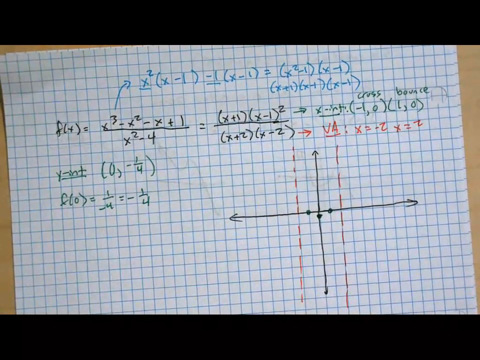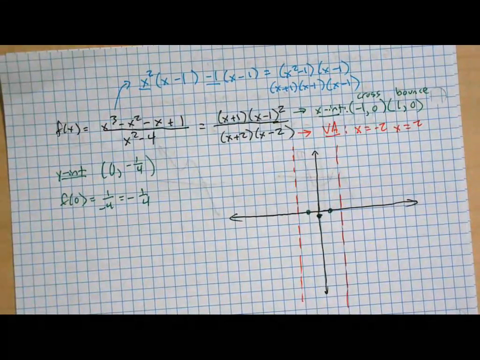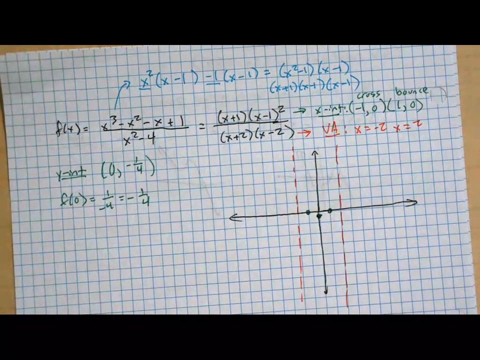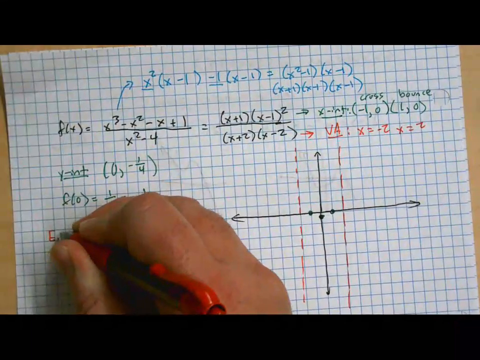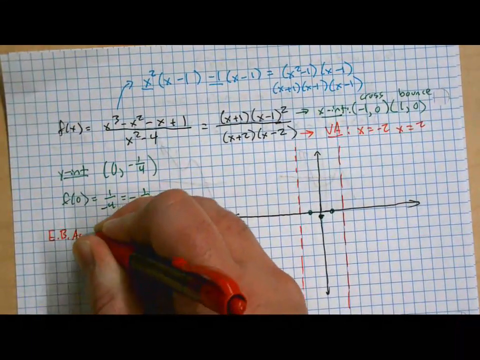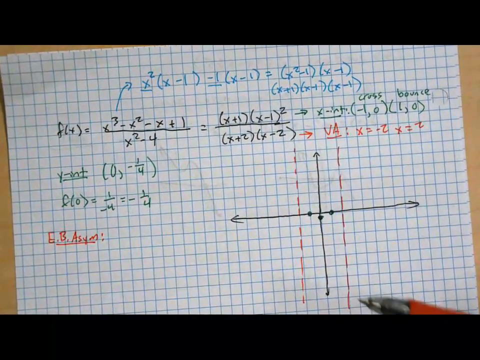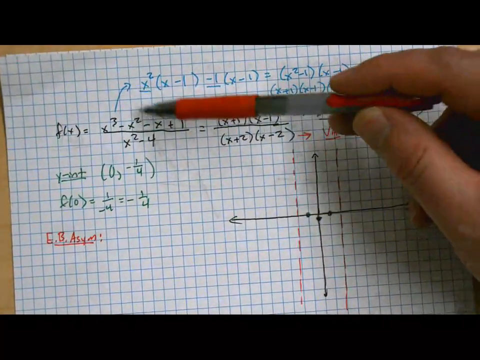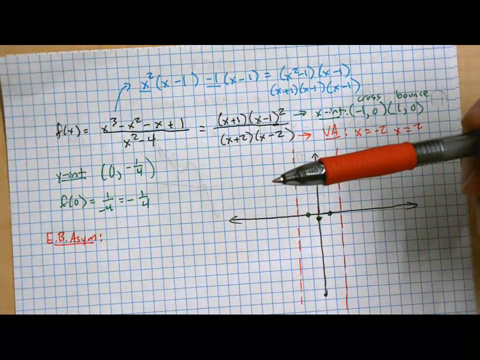What are we missing here? End behavior asymptote? We're going to have to do that, yeah. End behavior asymptote. Can we use a shortcut for this one? No, it's not bottom heavy, it's not balanced, so we got to divide. We're going to have to do long division here.